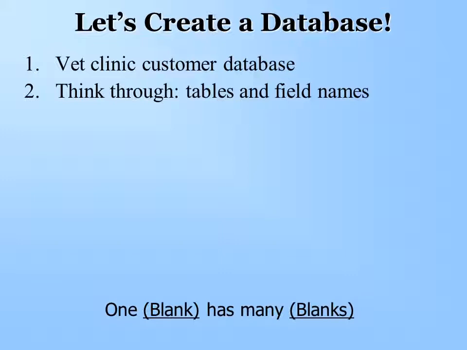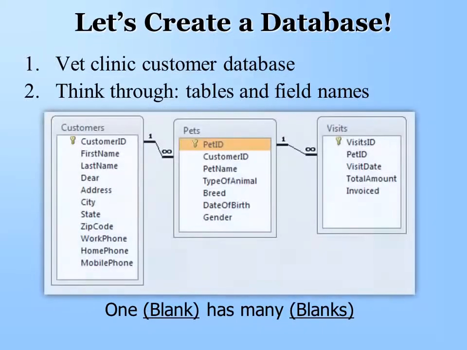And then I could probably say one pet has many visits. And then we would have 3 tables. So that's what we're going to create today. 3 tables. One customer has many pets, one pet has many visits. And this is database theory. I have other classes on database theory if you don't understand this concept.